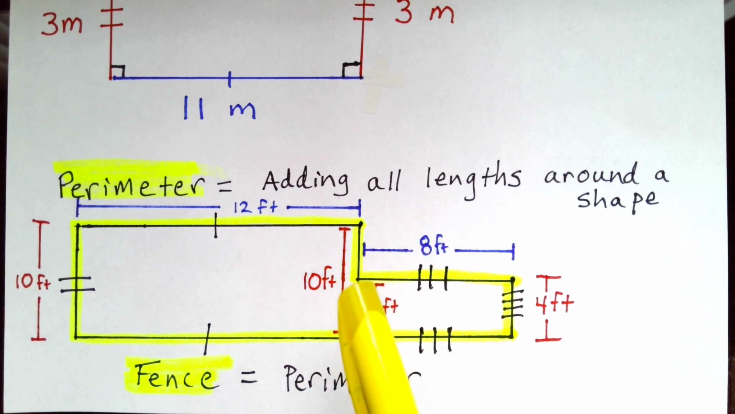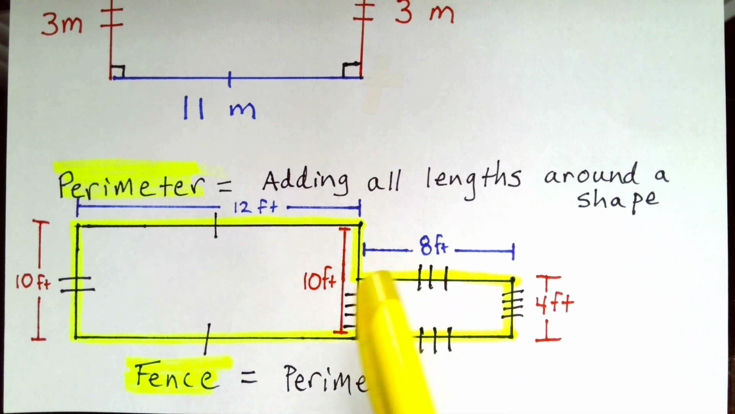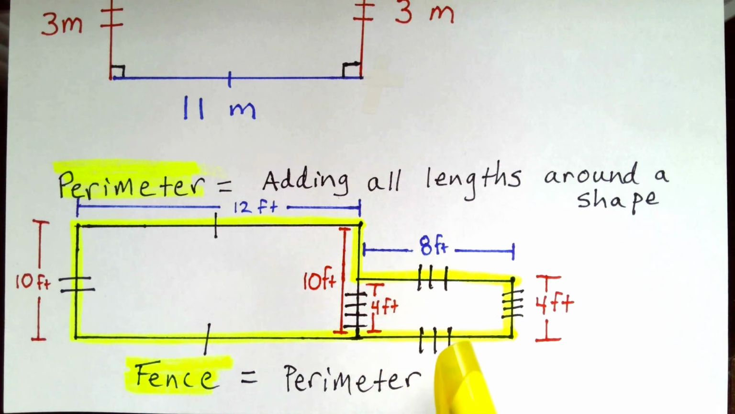Now looking at the other rectangle, we were given 8 feet here. Sides opposite are equal. That means this length here is 8 feet. So we have 12 feet plus 8 feet gives you the total length. There's your answer for Z.